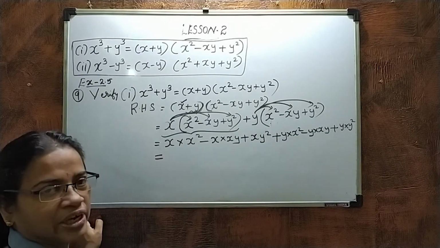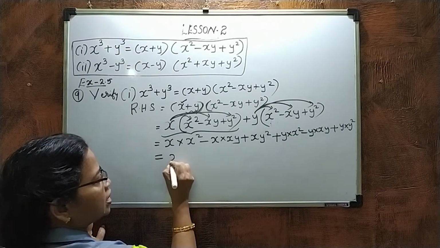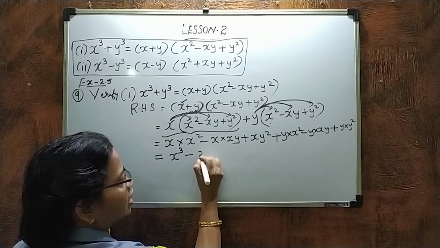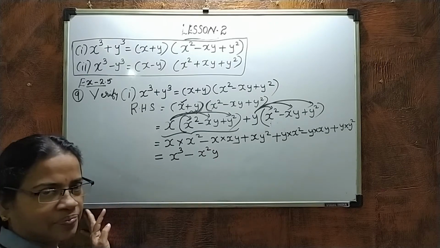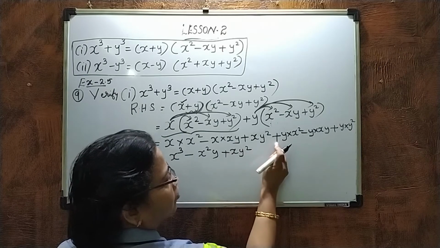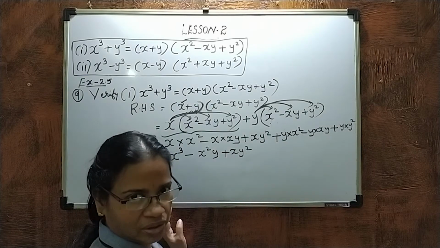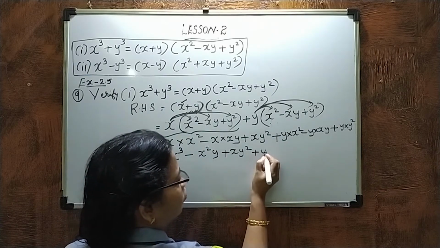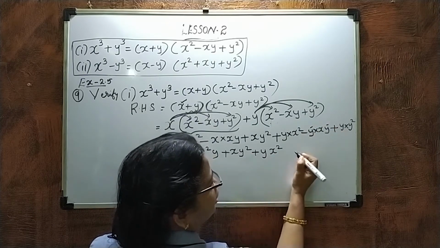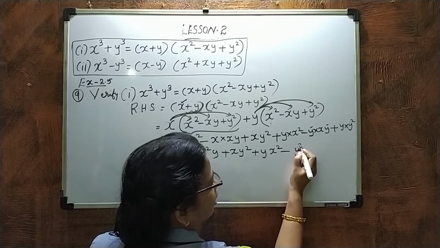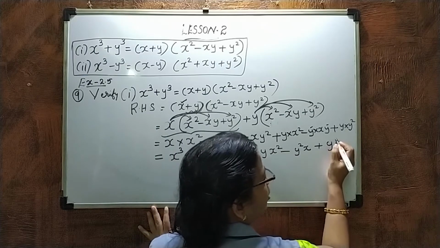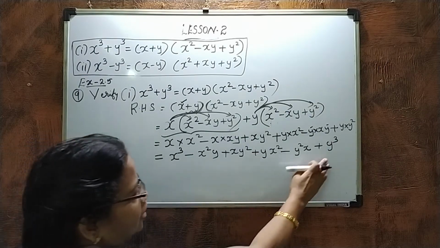Now x into x square is x cube, minus x into x is x square y, plus xy square, plus yx square, right? Plus yx square, minus y into y is y square x, plus y into y square, y cube. Here x cube is there, here y cube is there.